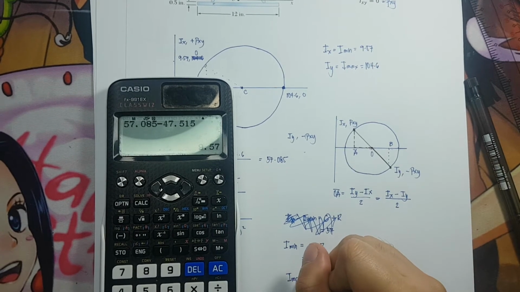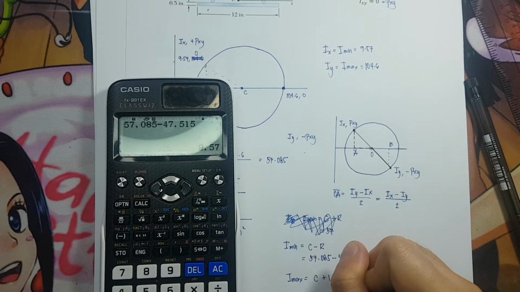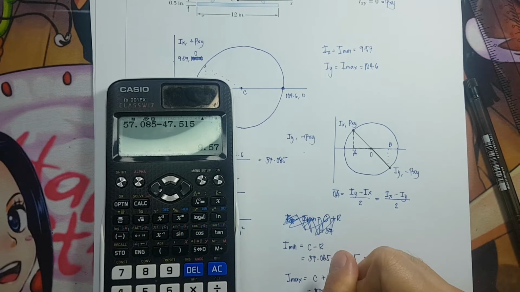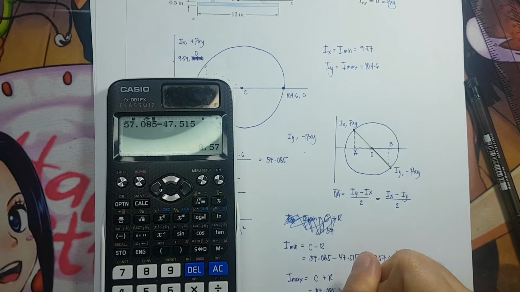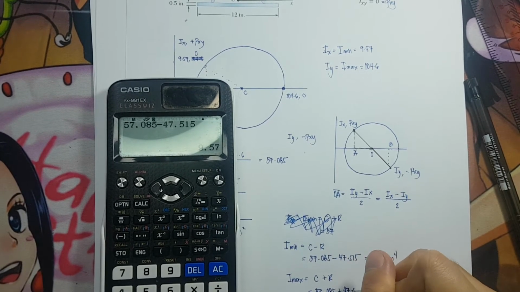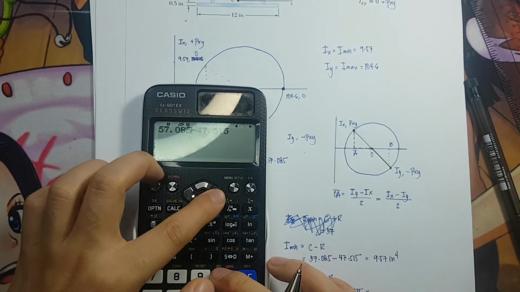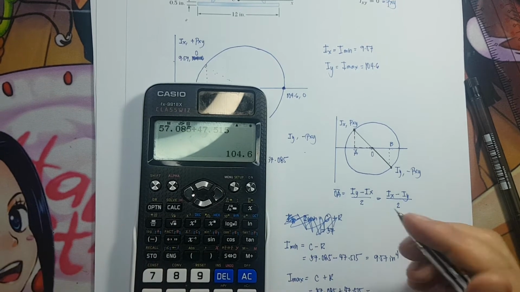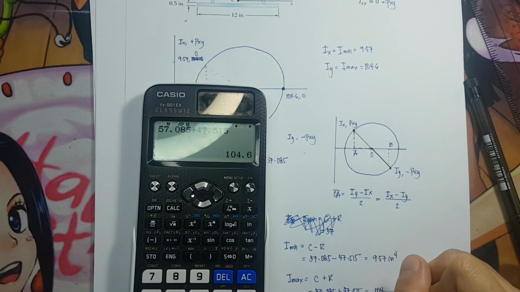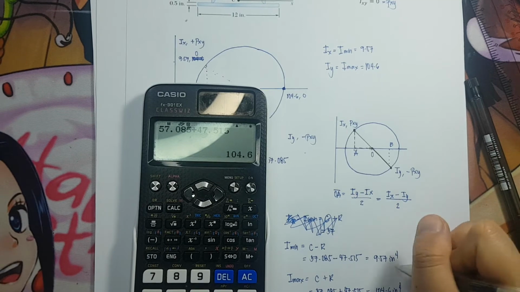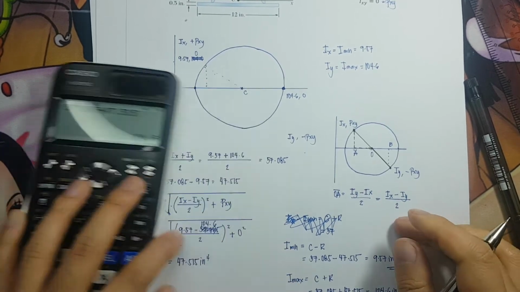Then I max is equivalent to C plus R, that is 57.085 plus 47.515. And that is equivalent to 104.6 inch raised to the fourth power.